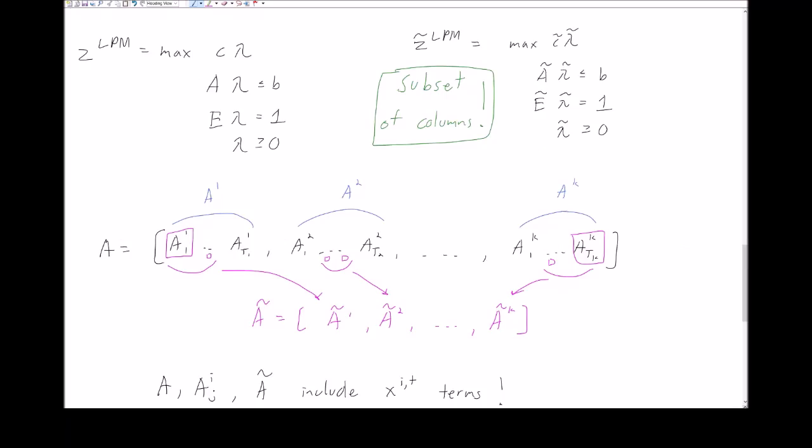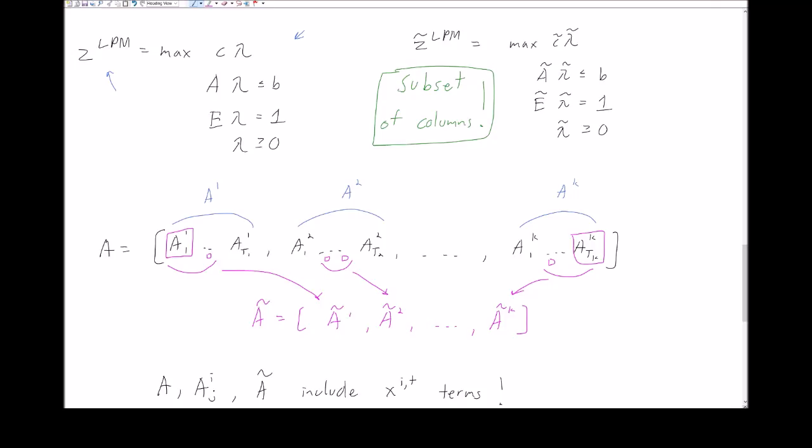Now with these simplifications and notation in hand, we can talk about how we're going to restrict our attention to just a subset of columns. We're going to call our original master program zLPM. LPM stands for Linear Program Master. We've seen how we can write the linear program master problem in vector notation.